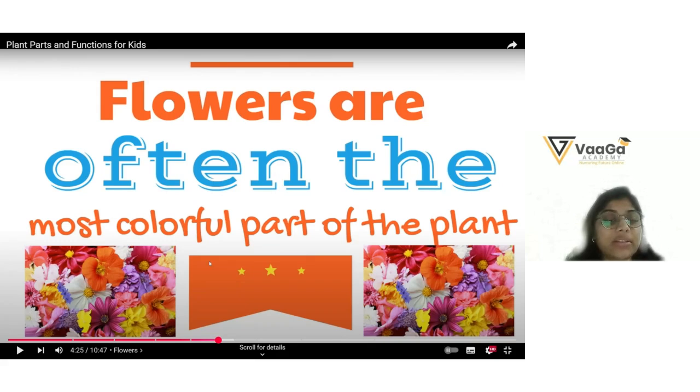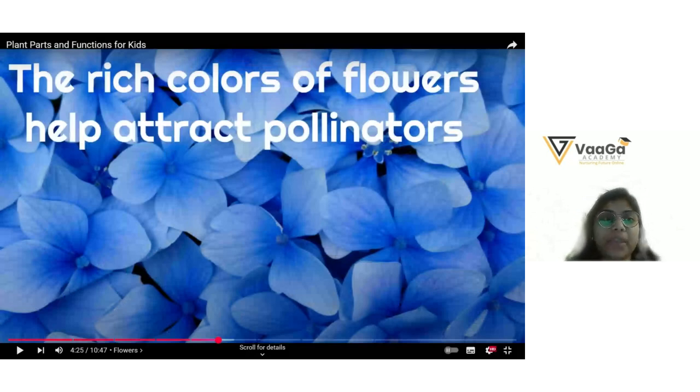Like this one, see, there are different kinds of flowers. Orange in color, violet, yellow, white, blue, pink. That is why it is the most colorful part of the plant.